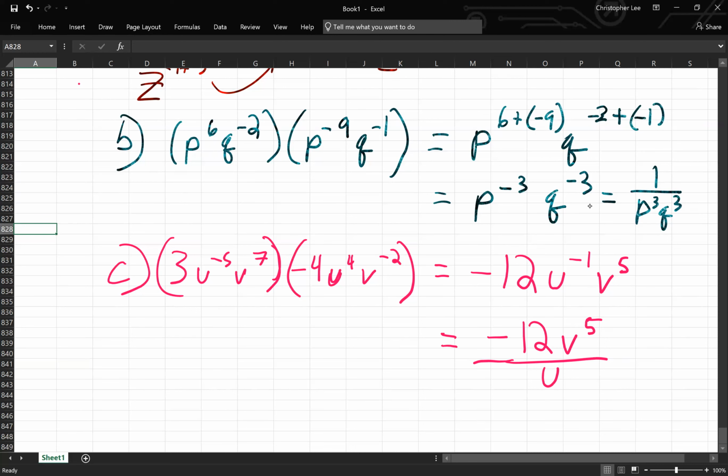Questions on that? The 12, yeah, because that's the coefficient, negative. Any questions on that? You good? The exponent for u, it's a positive 1 that's there. I just didn't feel like writing it, but you have that option. It's an invisible 1 right there.